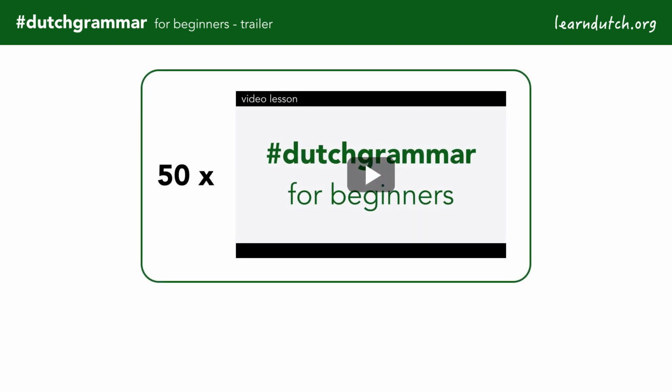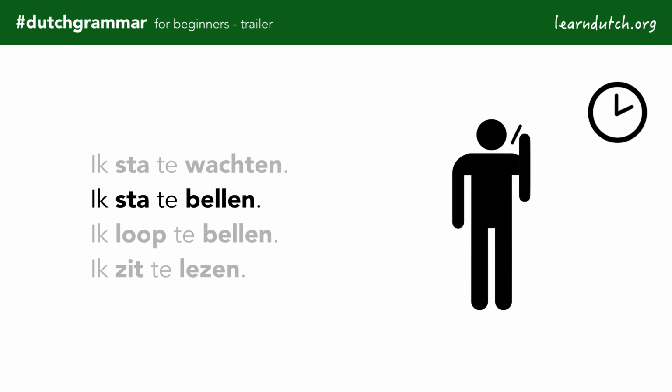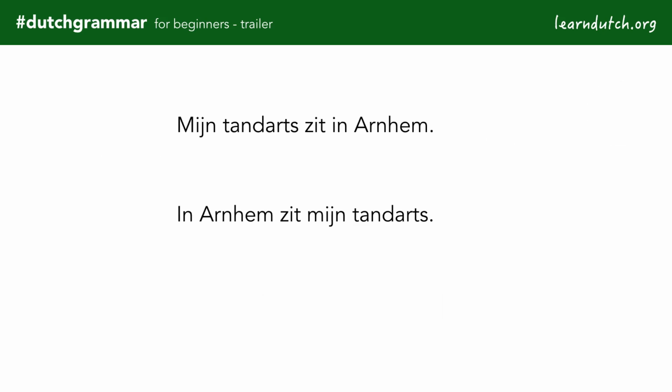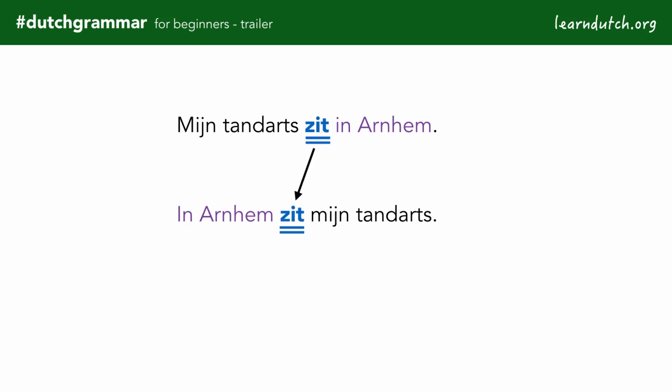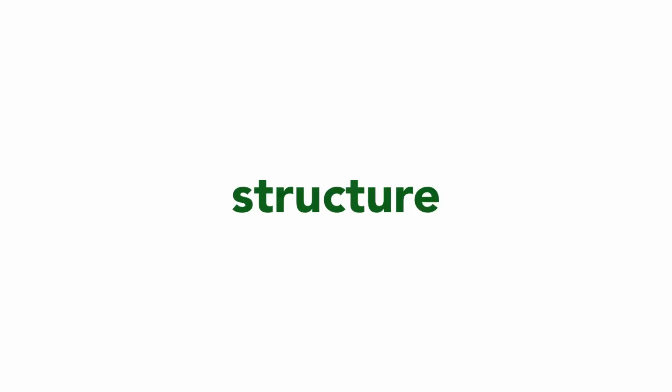#Dutch Grammar is a course containing 50 video lessons. Each video takes about 10 minutes and it comes with exercises, word lists and tests, including an exam with certificate at the end. One of the things that makes it easy for you to understand is the animations that I use in the video instruction. What a grammar book describes in a whole page of text, I can show you using a few simple movements on the screen. Each lesson is set up in a structured way.